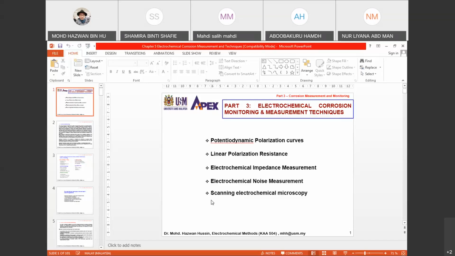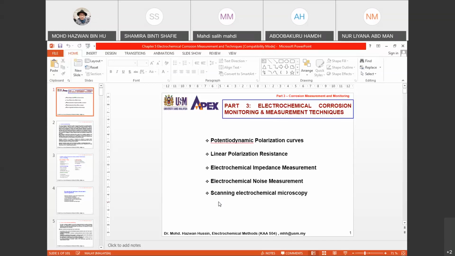Right. So for today, basically, we are going to start with a new chapter. This will be the last part of KAA 504, the first quarter. It will be mostly on the electrochemical corrosion monitoring and measurement techniques. So the last part, or the most essential part from the first quarter of KAA 504, is basically how to understand and how to extrapolate the data obtained from all these methods.